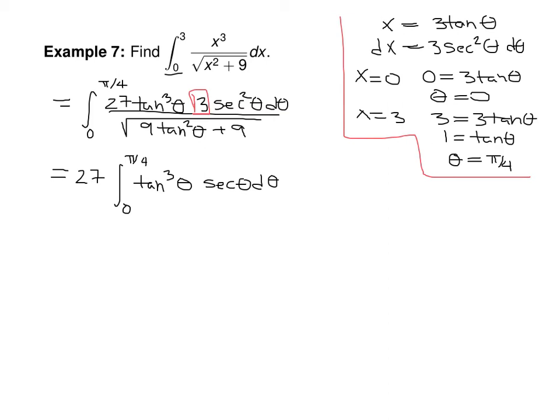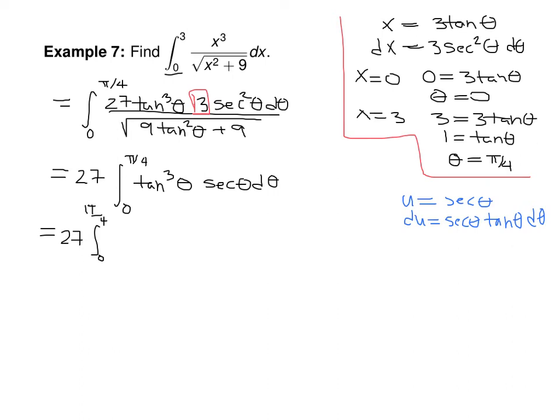And you see, because the power on tangent is odd, we can take off one tangent and leave it behind to be the du, and we can change the other tangents into secants. So just so we know where we're going, let u equal secant of theta, and then du will equal secant theta tan theta d theta. And we're going to have to change the bounds one more time. So here we go: 27, integral from 0 to pi quarters.